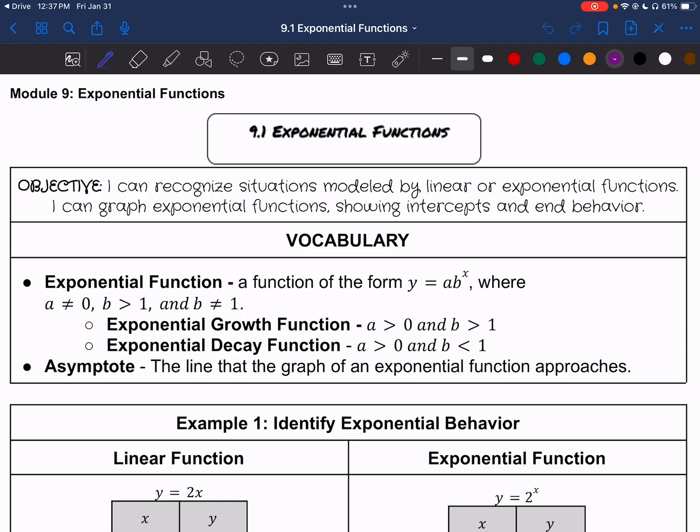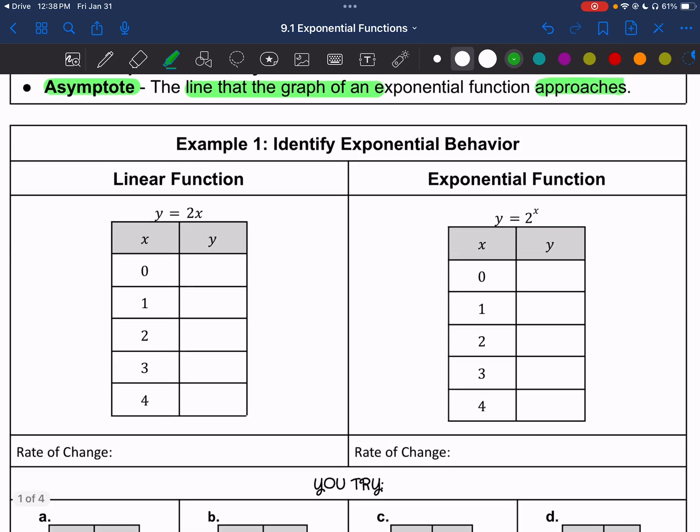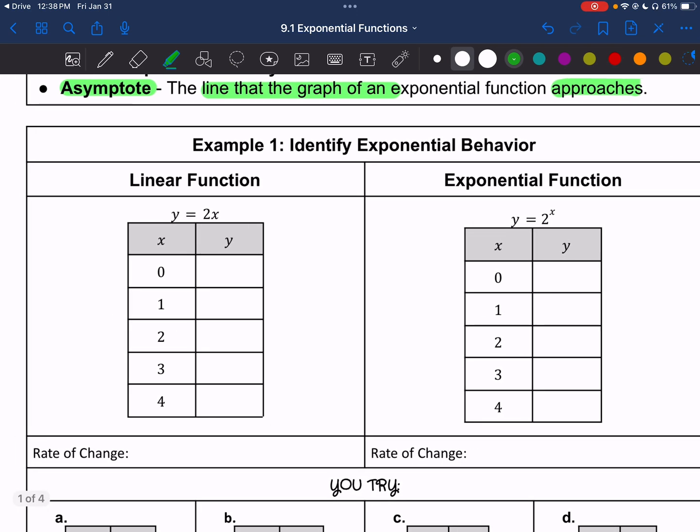And there's a new vocabulary word for us here that you probably haven't seen, and it's asymptote. This is the line that the graph of an exponential function approaches. So we're going to look at some examples, but first let's deal with that first part of our objective, identifying exponential behavior. So when we have data in a table, we've got two functions here.